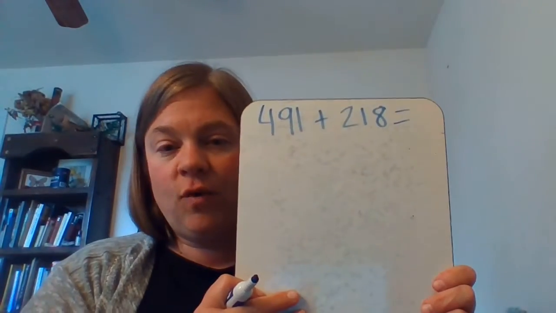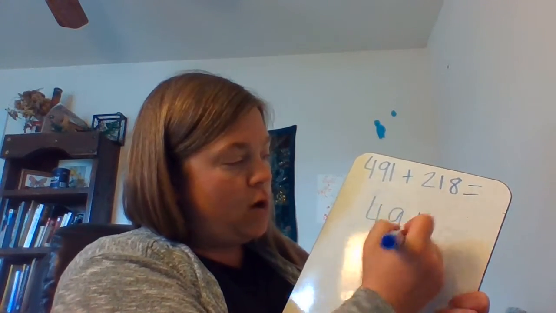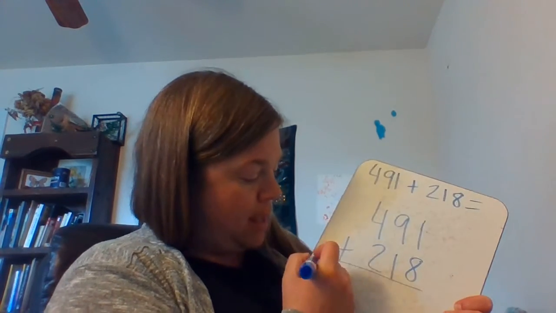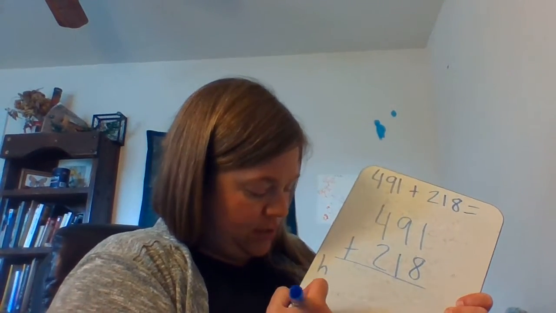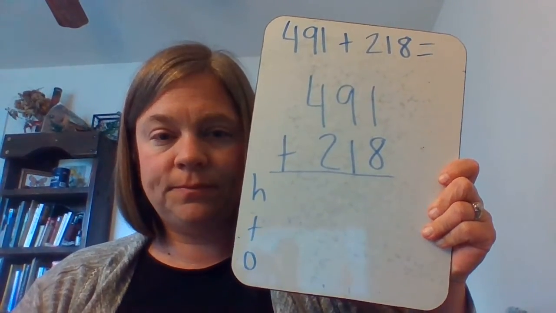491 plus 218. Okay, so I've got it, of course, side to side at the top. Now I'm going to line it up. So I'm going to go 491 plus 218. And I'm going to think about my partial sums for hundreds, tens, and ones. So here's my setup if you want to join.